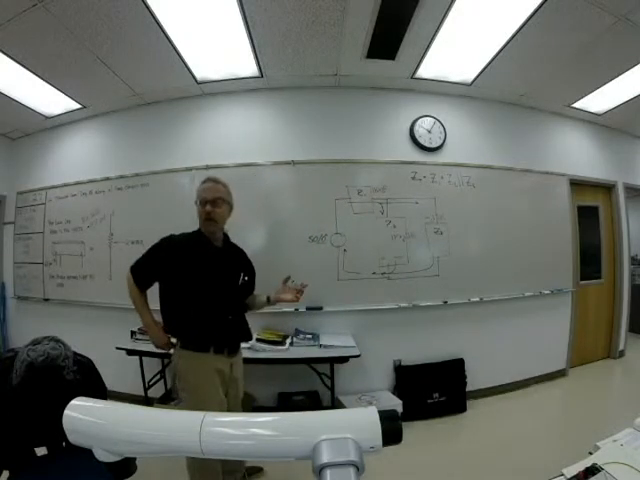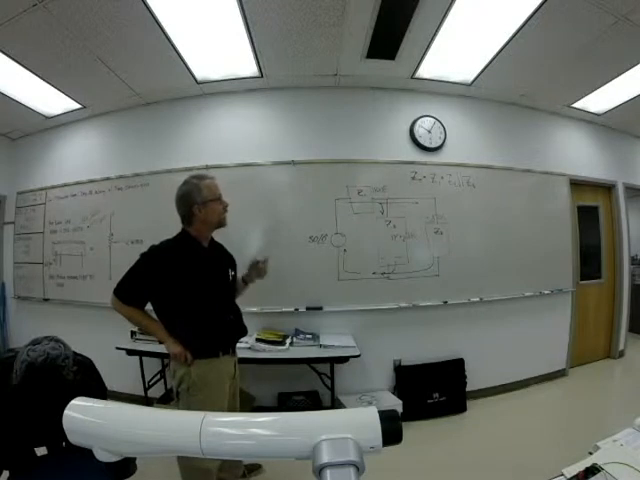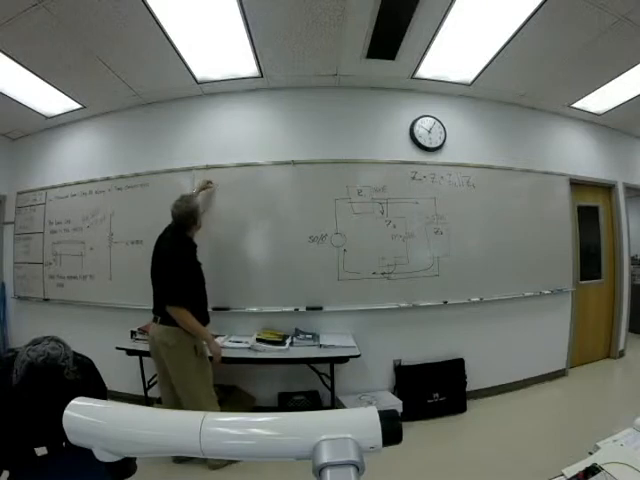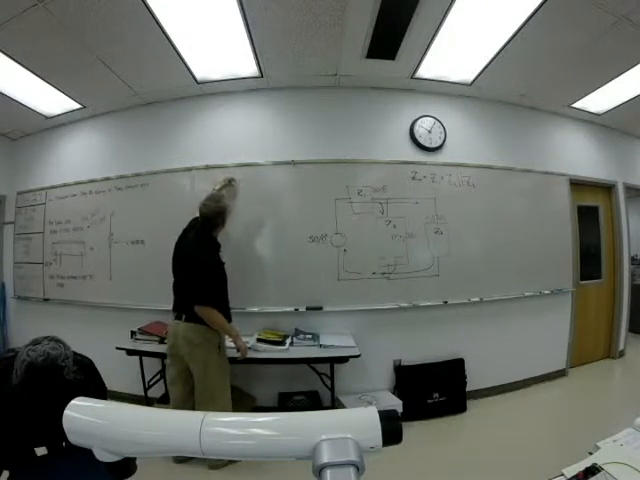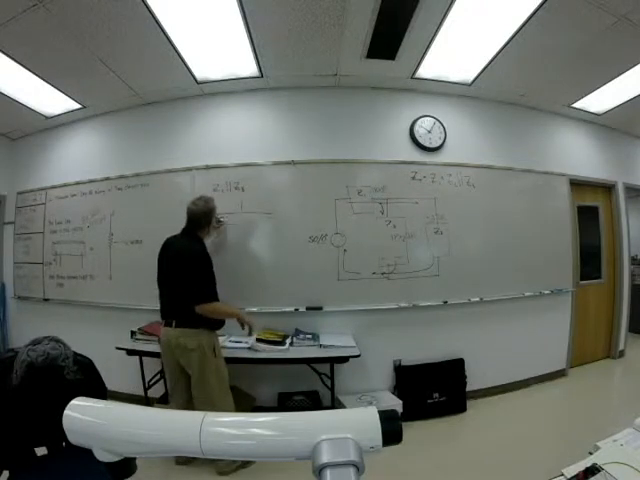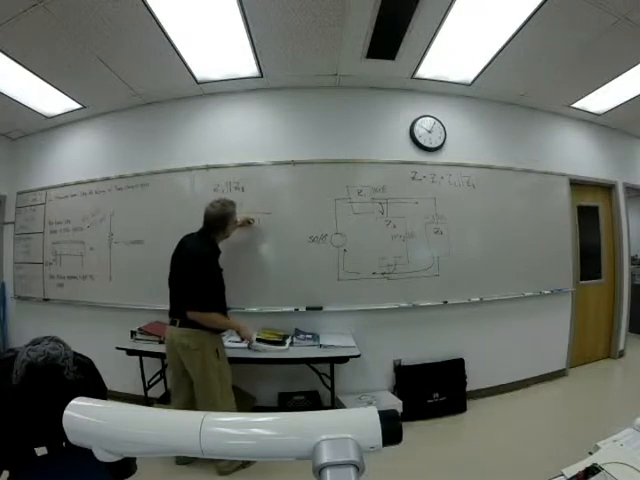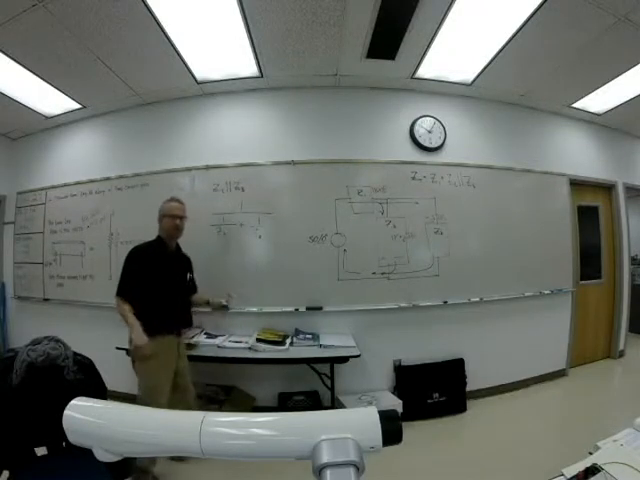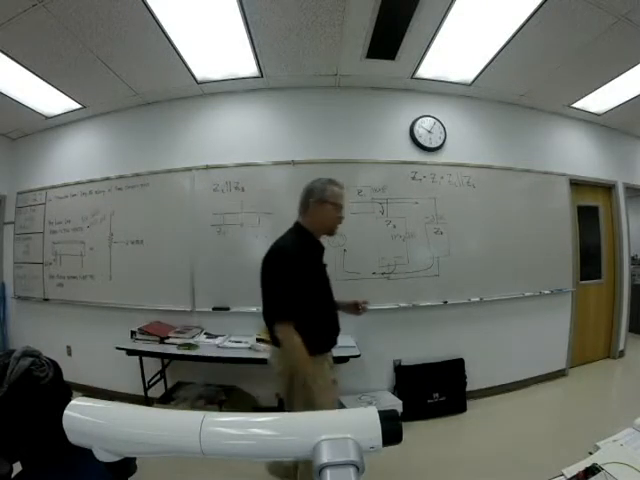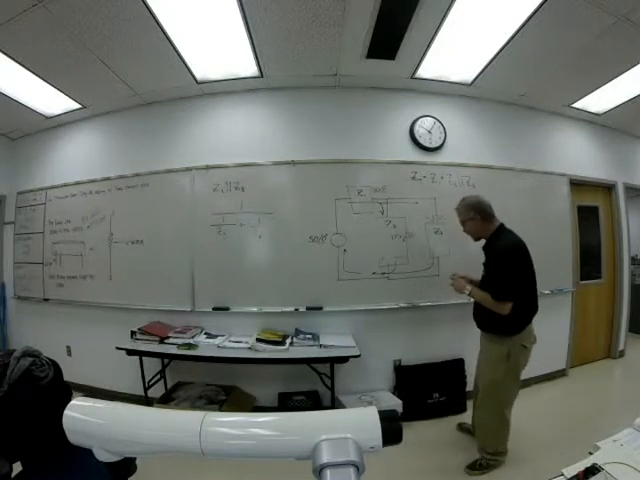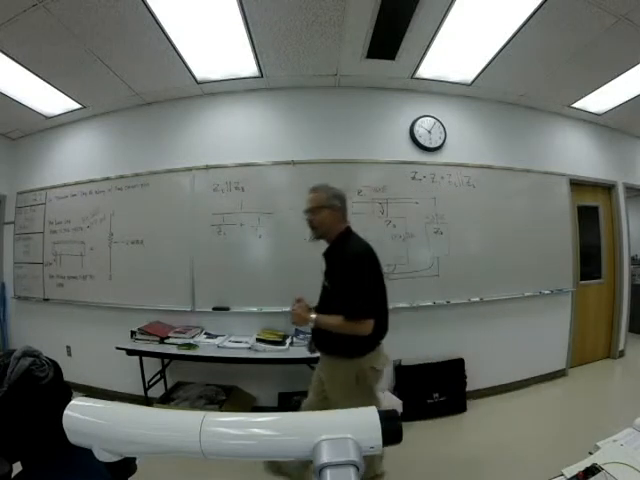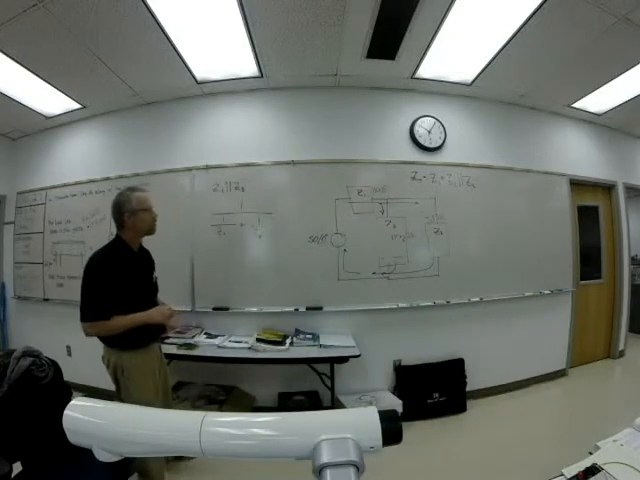All right, so the hardest part of this, of course, is going to be to figure out what Z2 in parallel with Z3 is. So let's do that first. We always like to do the hard part first. Z2 in parallel with Z3 is going to be 1 over Z2 plus 1 over Z3. Look familiar? Of course it does. It's our old friend, the parallel formula, modified slightly to accommodate the fact that we're talking about impedance.